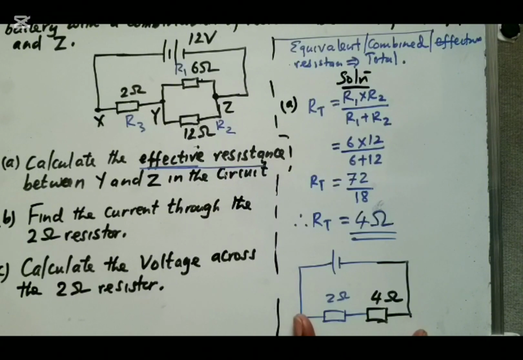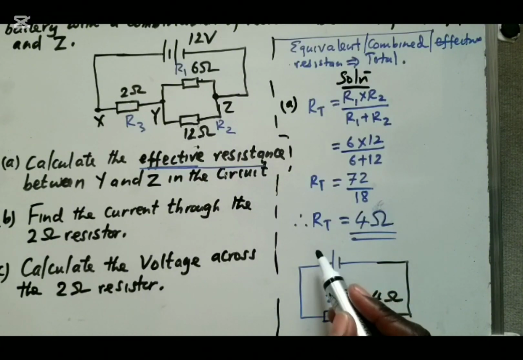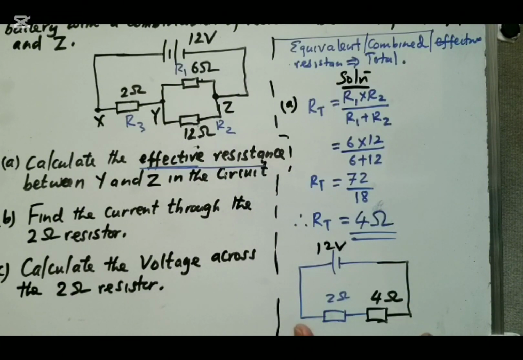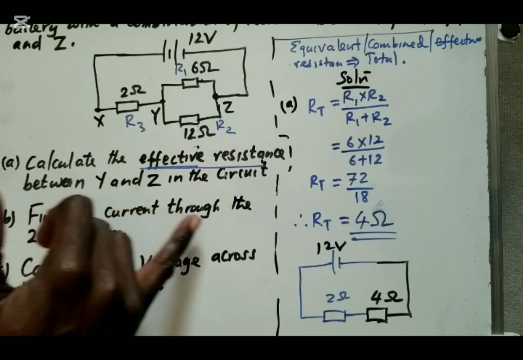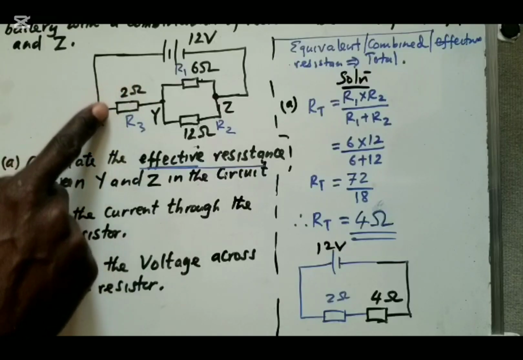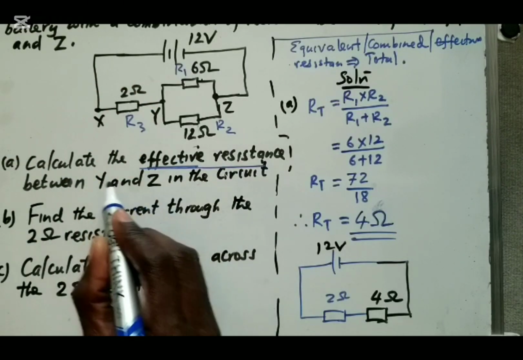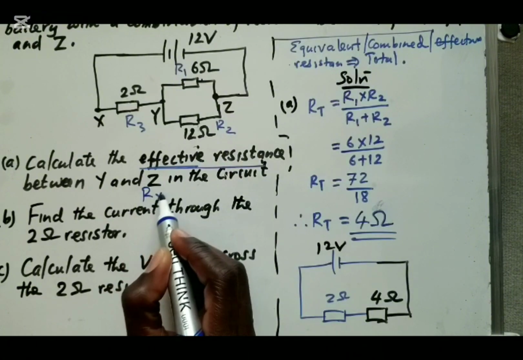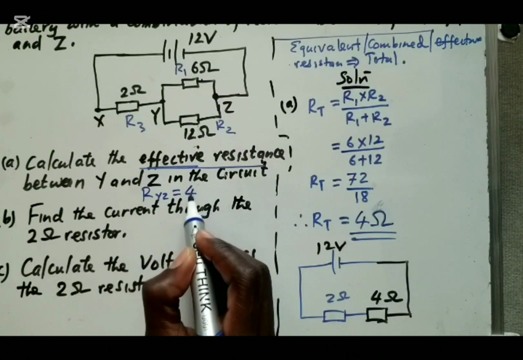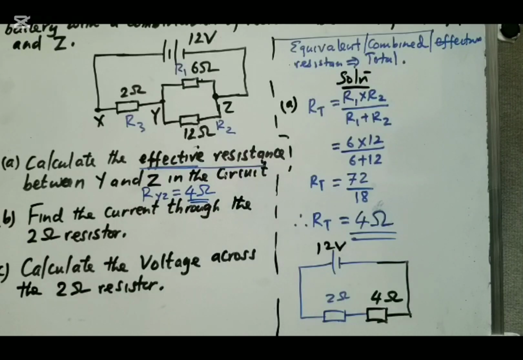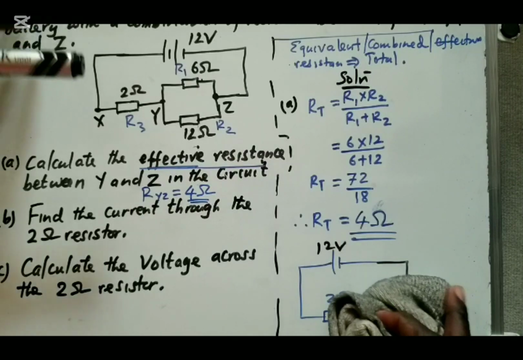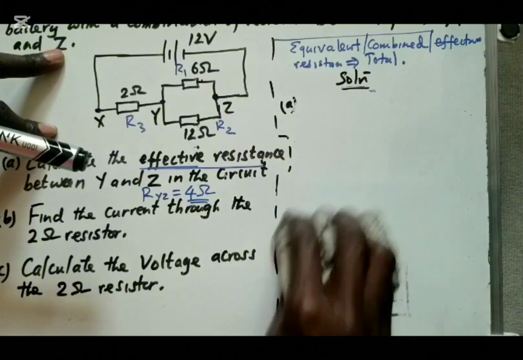So in simple terms, we are talking about this one. Now remember, here they have given us 12 volts. For resistors that are in series like that, the potential difference is divided, but the current is going to be the same. And that's why the question says find the current through the 2 ohms resistor. So what will be the current that passes through the 2 ohms resistor? Let me write here that the effective resistance between Y and Z is 4 ohms. We'll come back to that, so that I can clean up this section and try to answer again.